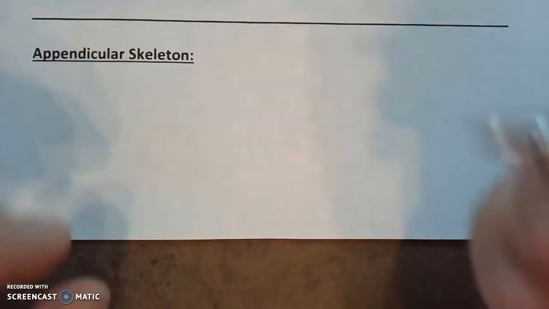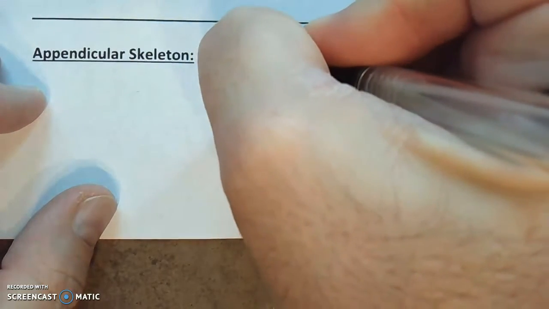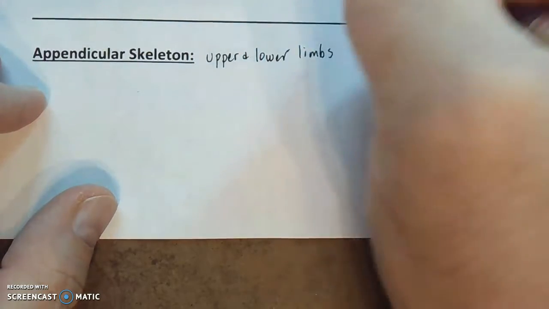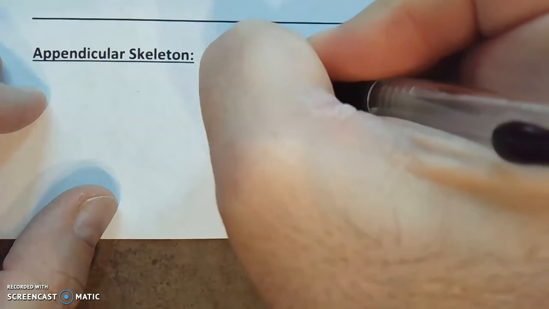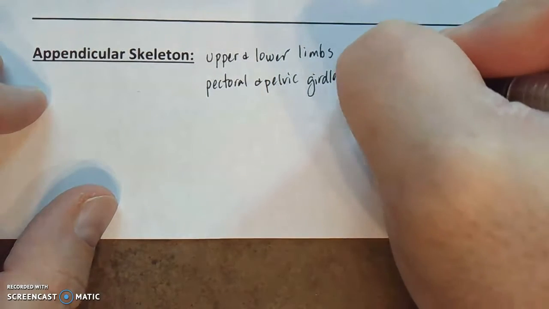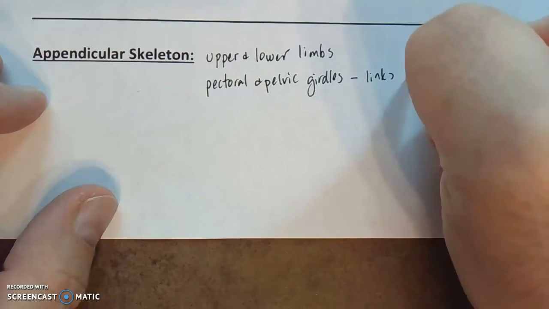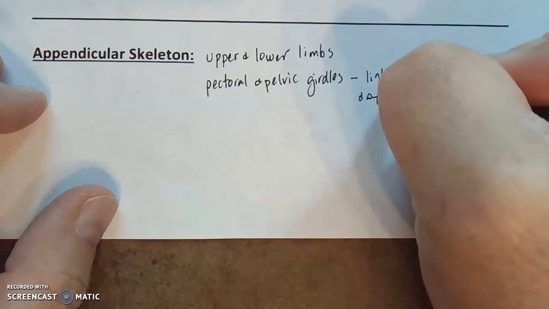This is video 17 for the skeleton, chapter 7 and 8 for anatomy and physiology. In this video, we're going to start looking at the appendicular skeleton. So if you recall, this involves the upper and lower limbs and the pectoral and pelvic girdles. So the girdles are the links between the axial and appendicular skeleton.